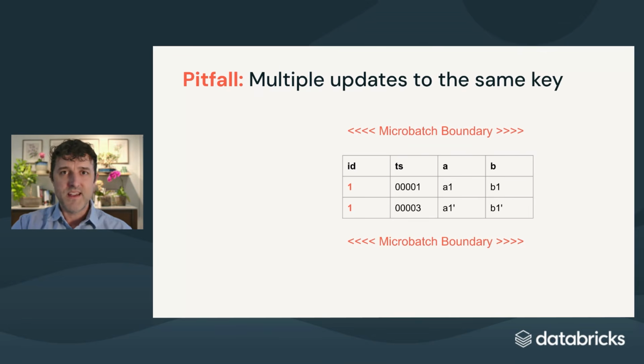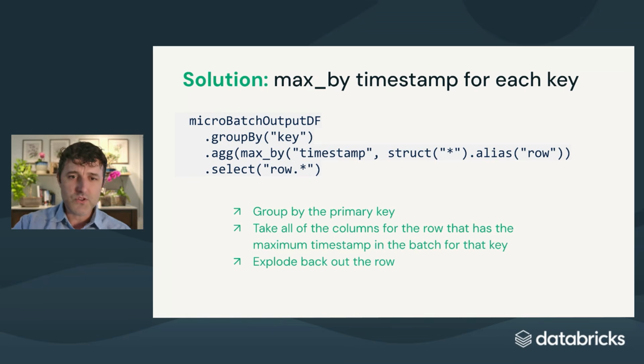One problem is this code doesn't handle the case where multiple updates come to the same key in a single microbatch. The system, when it sees these, doesn't know which one to pick. So we're going to need to fix that. The solution is pretty simple. Instead of just taking all of the data, we're going to run an aggregation that uses max_by to pick the largest timestamp for every key. So we'll group by that key, take all of the columns, pick the maximum one for any given timestamp, and then explode back out that result so that we end up with the final row that we're looking for.